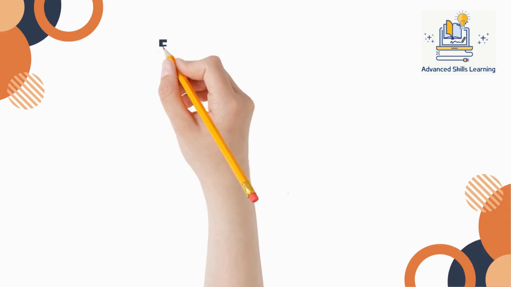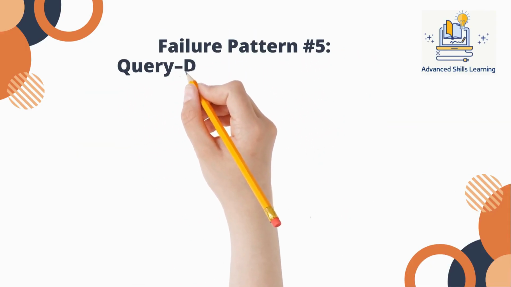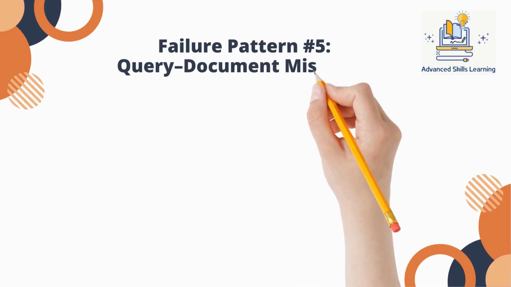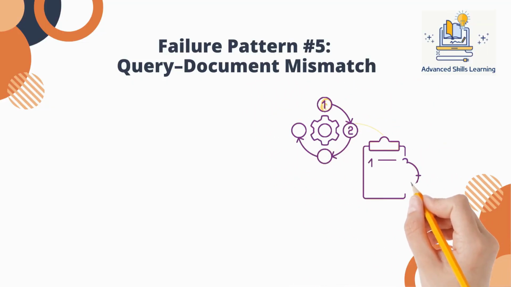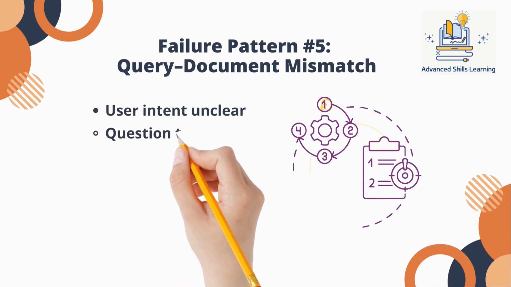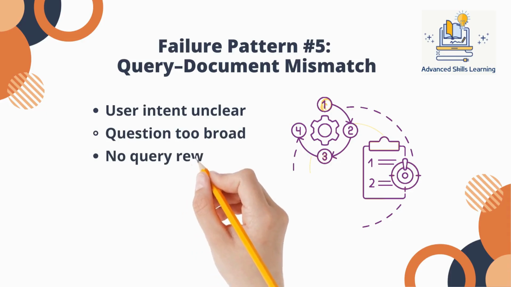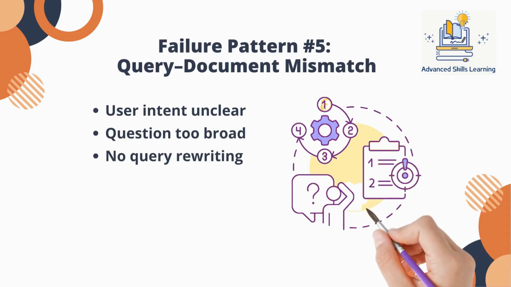Another issue is query and document mismatch. User questions are rarely clean, precise, or perfectly phrased. Many are vague, overloaded, or ambiguous. If the system sends the raw user query directly to the retriever, it may retrieve content related to the wrong intent. Without query rewriting, intent detection, or clarification, the retriever simply guesses, and often guesses wrong.